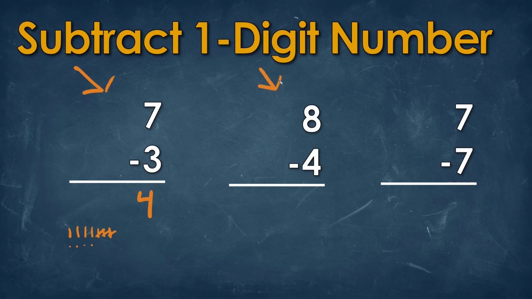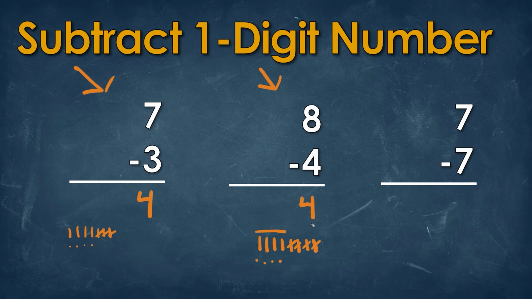So we have 8 minus 4. We could do the sticks because that's the only way I can show you right now. So we have 4, 5, 6, 7, 8. And we remove 1, 2, 3, 4. So I'm left with this. That's 1, 2, 3, 4. 8 minus 4 is equal to 4.